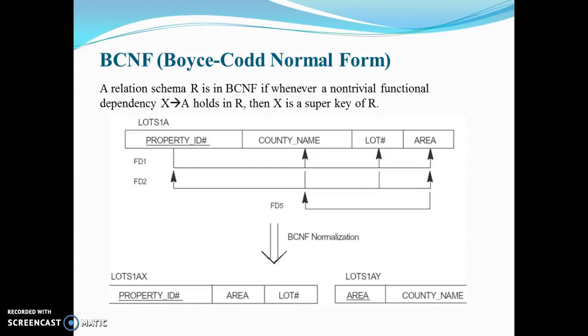If we divide this entire dependency into BCNF normalization form, then we will get two different relations. One is, in the first relation, the area and lot are dependent on the primary key property ID, and country name is dependent on area. So we have noticed that here there is no violating non-trivial functional dependency, and if one holds, then the left side must be a superkey of the relation.